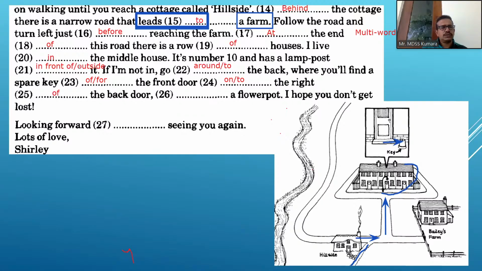Blank a flower pot. Under. Yes, under a flower pot. I hope you don't get lost. I hope you don't get lost.